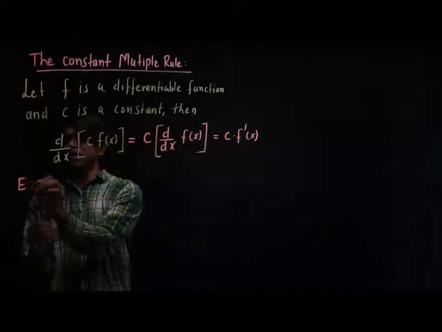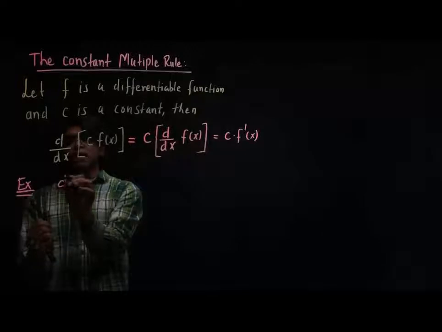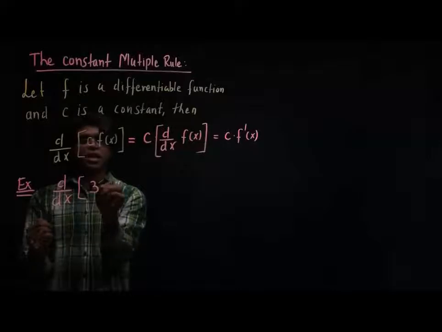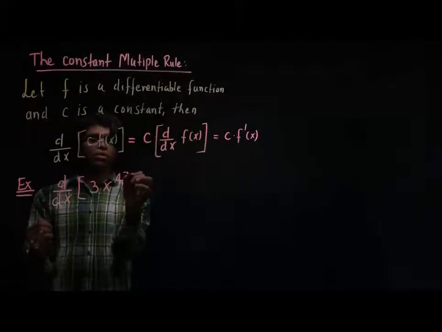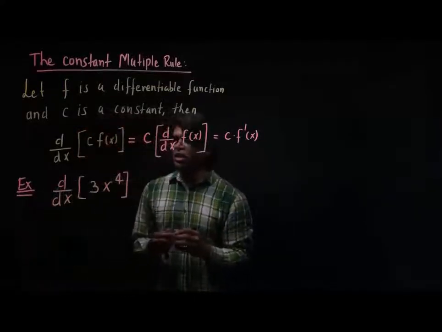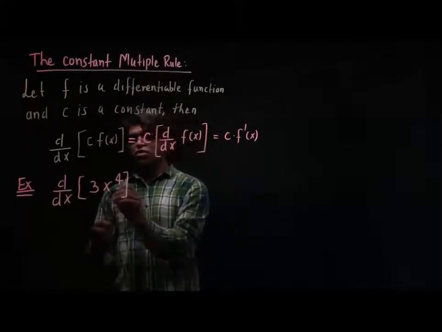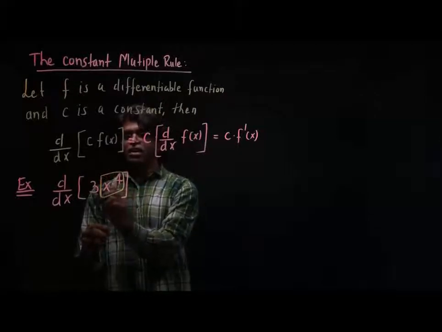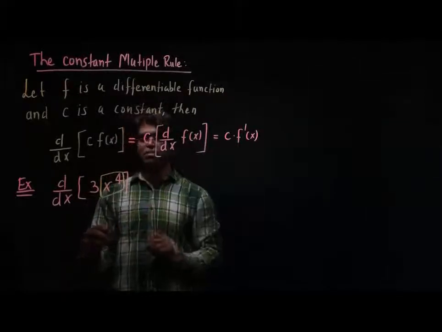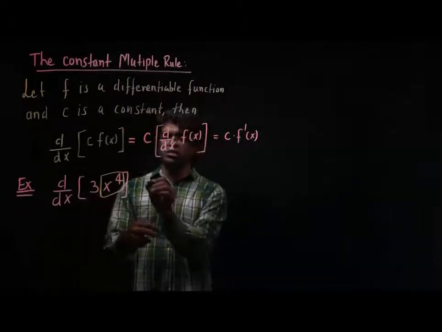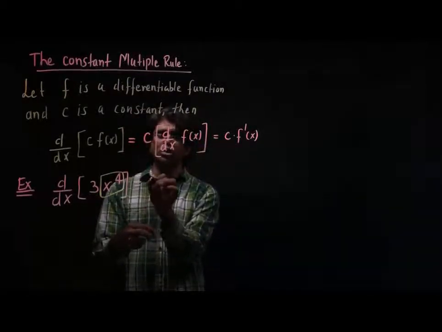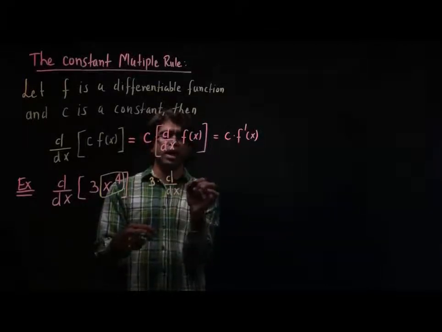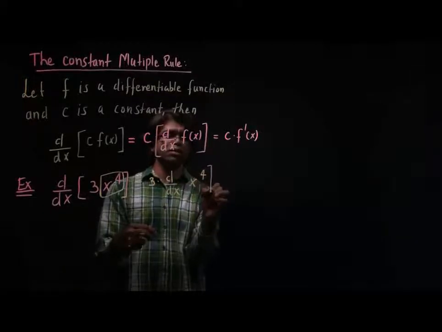Now let's consider an example. Let's find the dy dx of 3x to the power 4. As you can see, my function is x to the power 4, and this function is the multiplication of 3 and x to the power 4. So 3 is my constant. What I'm going to do is take that 3 out, and then I will write dy dx of x to the power 4.